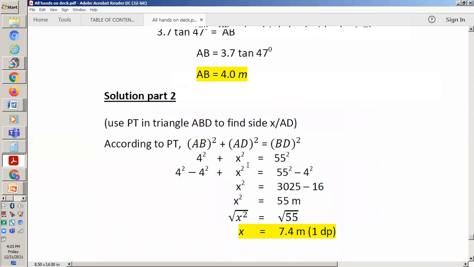So it's going to be 4 squared plus x squared. X is what we want to find, and that is equal to 55 squared. We subtract 4 squared on the left and 4 squared on the right to balance the equation, and also to get rid of 4 squared because we want x. So x squared is equal to the difference between 3025 and 16.